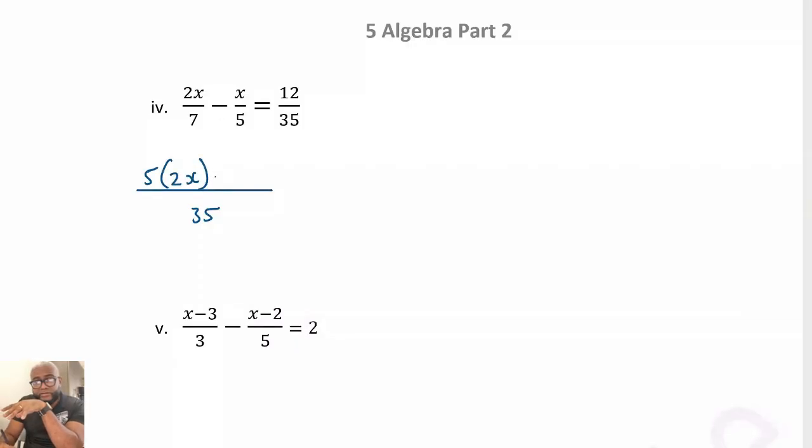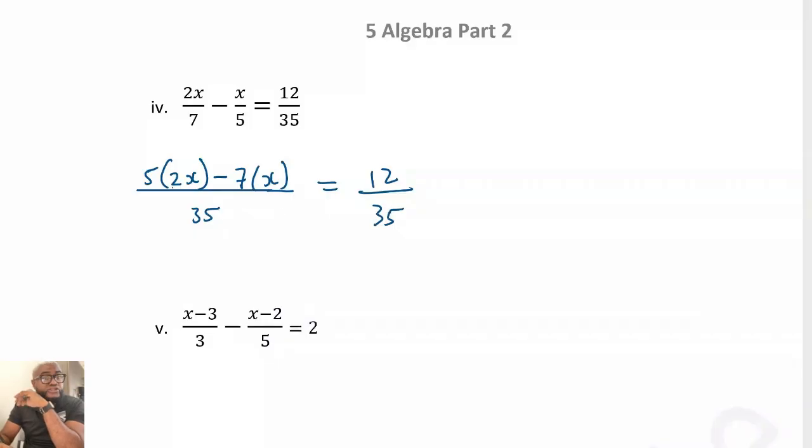Cool? I did it a different way. I put 2x here. You put 2x. Okay. I don't really do the brackets thing. 5 into 35 is 7. Then you have 7 by x. I just put it in brackets to show that that's what we multiply, right? This is equal to 12 over 35, right?